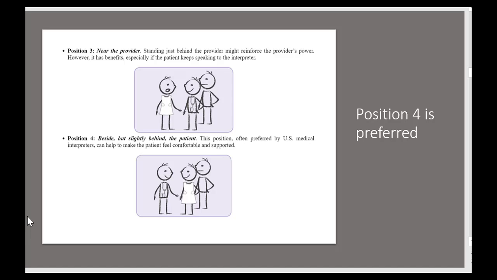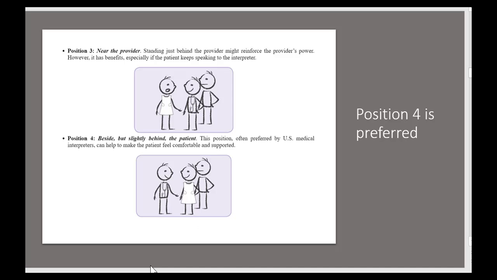You can take a look at the other positions that are in your book. In the same slide, we can see position 3, which is near the provider, so standing just behind the provider. Instead of beside and slightly behind the patient, now we are beside and slightly behind the provider. However, in the book, you will see that it does mention that there are some benefits to this position in certain situations.